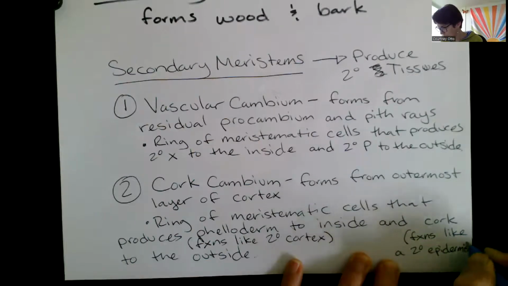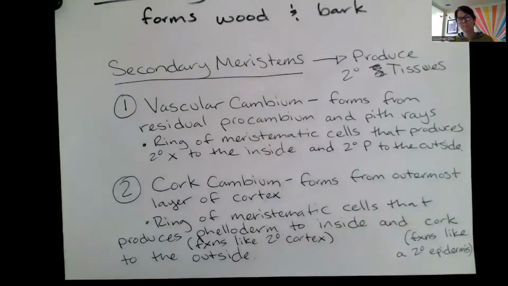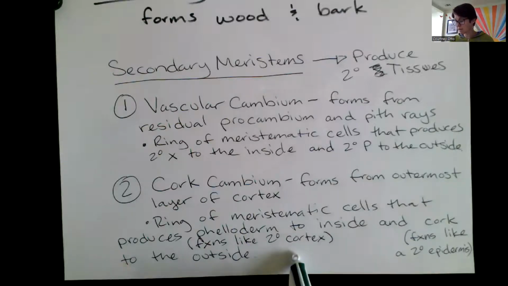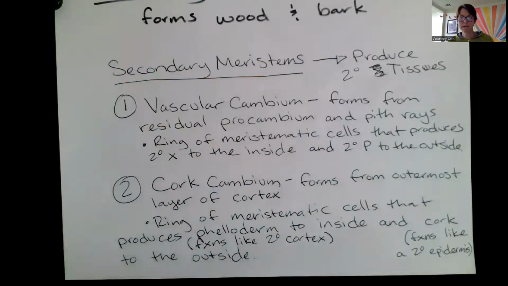Now, the epidermis, remember, is the outside usually. But what happens in secondary growth is that we get all this growth and expansion from the interior of the stem, and that's going to stretch apart the cells of the epidermis and kill them. Same thing with our cortex. We're getting all this growth and expansion from the inside, and that's going to stress out those outer layers, and so it's going to get replaced, right?